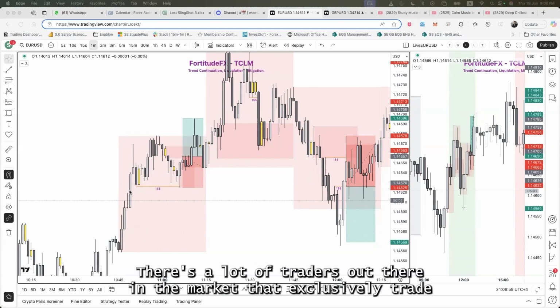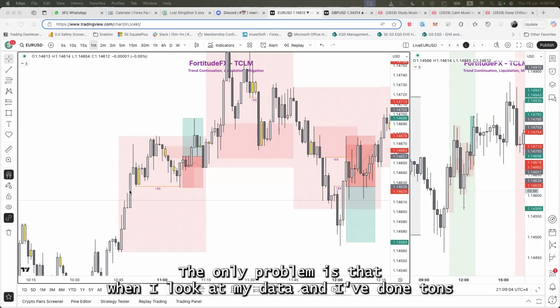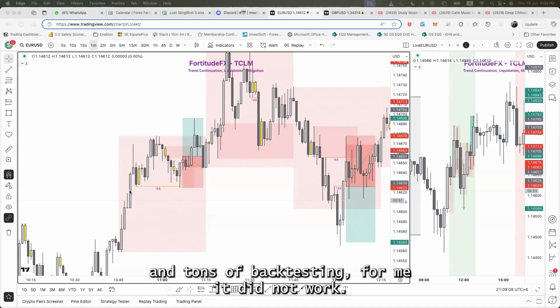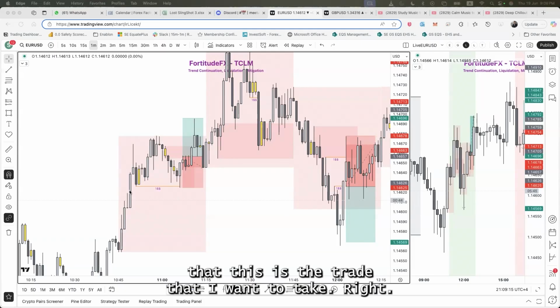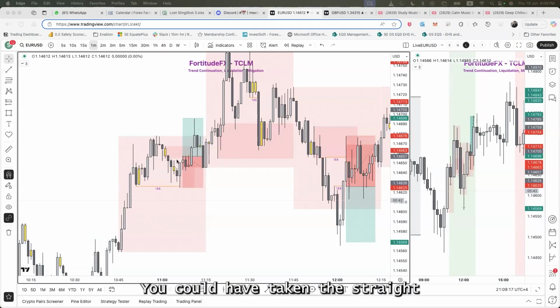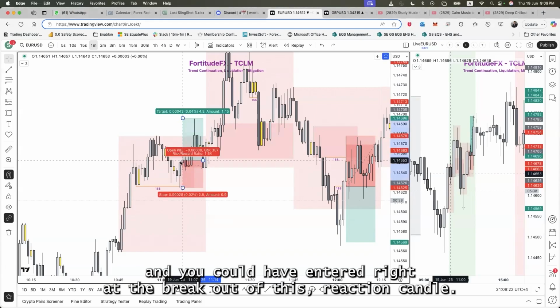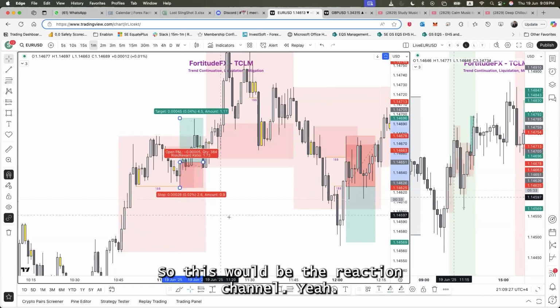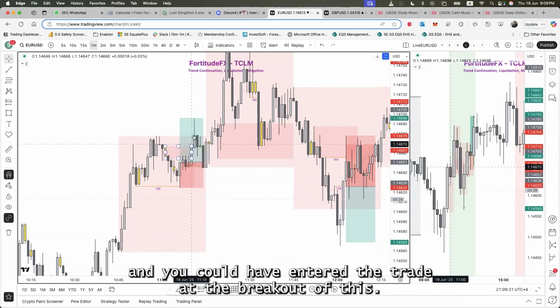There's a lot of traders out there in the market that exclusively trade the fair value gaps. The only problem is that when I look at my data, and I've done tons and tons of back testing, for me, it did not work. It did not give me that edge on a day-to-day basis that I can say very clearly that this is the trade that I want to take, right? You could have taken this trade if you do the fair value gaps, and you could have entered right at the breakout of this reaction candle. So this would be the reaction candle, yeah? You took the liquidity, you had that reaction candle, and you could have entered the trade at the breakout of this.